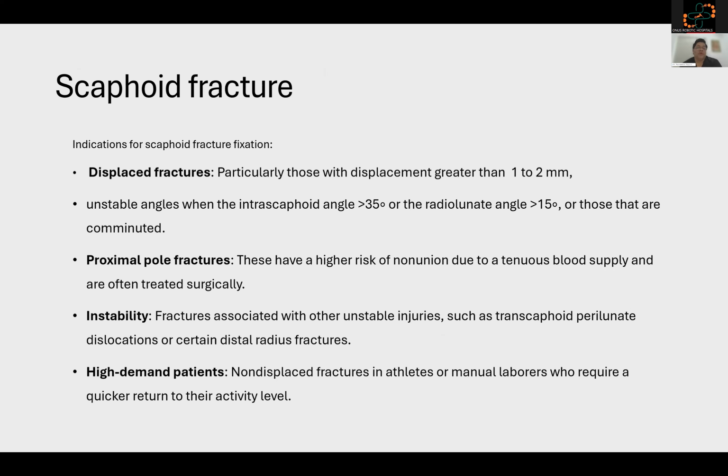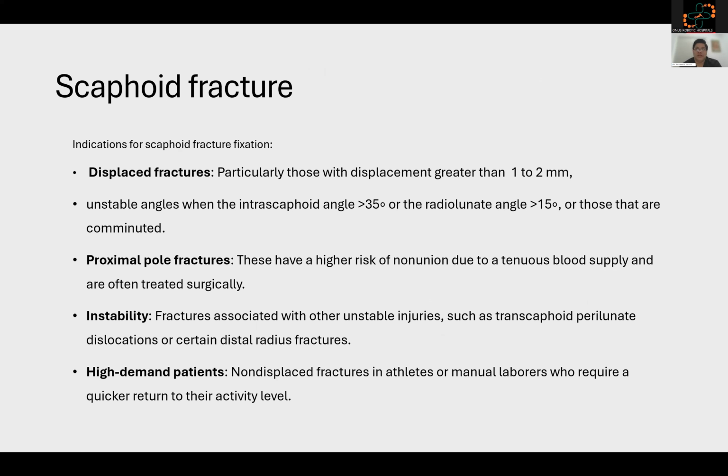So when do you operate a fracture? Indications for scaphoid fracture surgery are a displaced fracture. When you take an X-ray and there is a displacement of 1 to 2 mm, you can operate. Unstable angles, when the intrascaphoid angle is more than 35 degrees or the radiolunate angle is more than 15 degrees. And also proximal pole fractures require surgery.